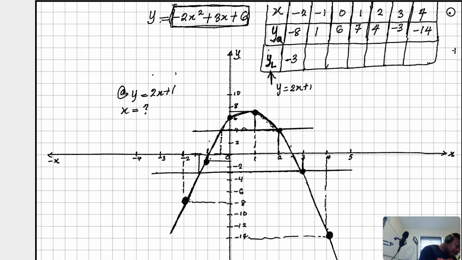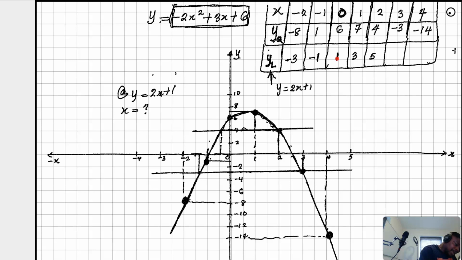When x is minus 1, 2 times minus 1, that is minus 2. Minus 2 plus 1, that is minus 1. When x is 0, 2 times 0, 0 plus 1, 1. When x is 1, 2 times 1, 2 plus 1, that is 3. When x is 2, 2 times 2, 4 plus 1, 5.